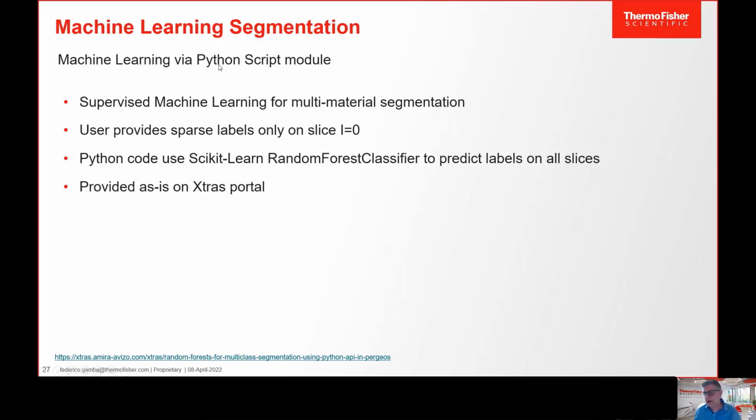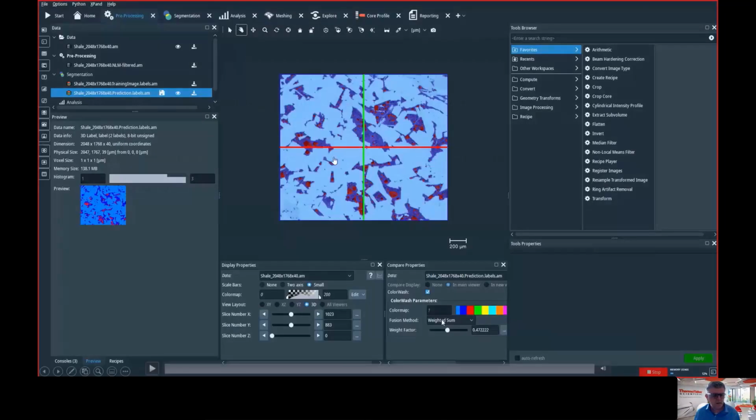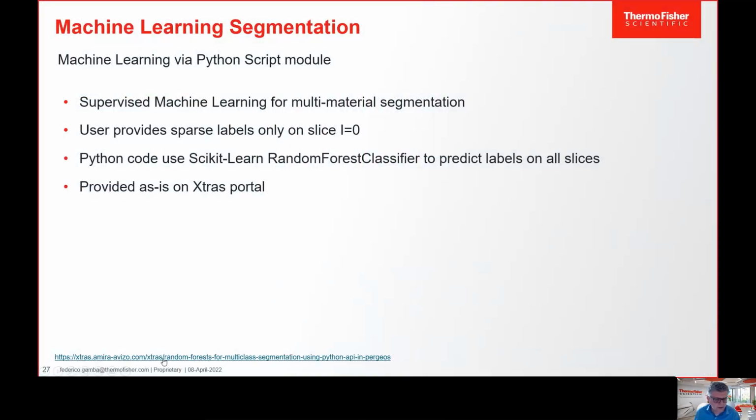Python. A lot of people want to use Python to do machine learning or deep learning, because you have so many resources. So we decided to create a simple example in the Xtra that shows you how to use scikit. The module is on the Xtra, and I show you the link here. If you download this example, it's for PerGeos. The code can be reused in Avizo, I think, with maybe a few modifications.